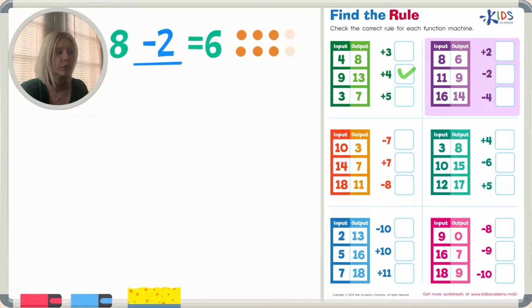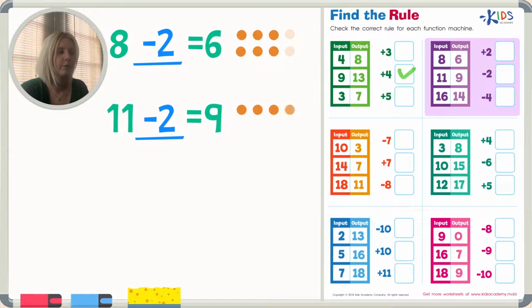but I want to make sure that it works on all of them. So I'm going to do 11 minus 2 equals 9. Let's see if this makes sense. Let's draw it out. 1, 2, 3, 4, 5, 6, 7, 8, 9, 10, 11. I'm going to take away 2. 1, 2, and I'm left with 4, 5, 6, 7, 8, 9. So that is also correct.